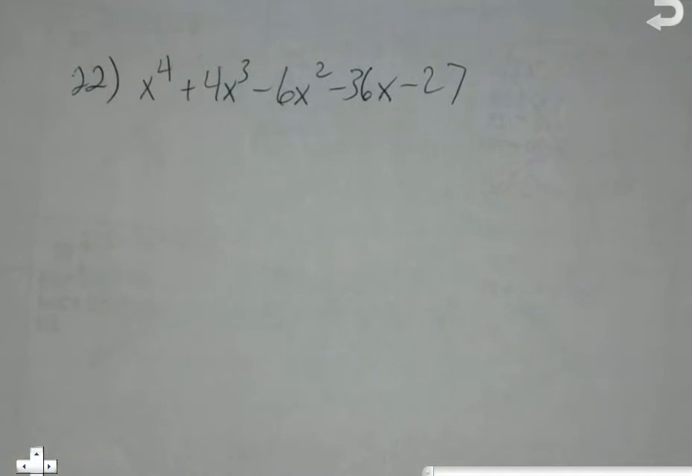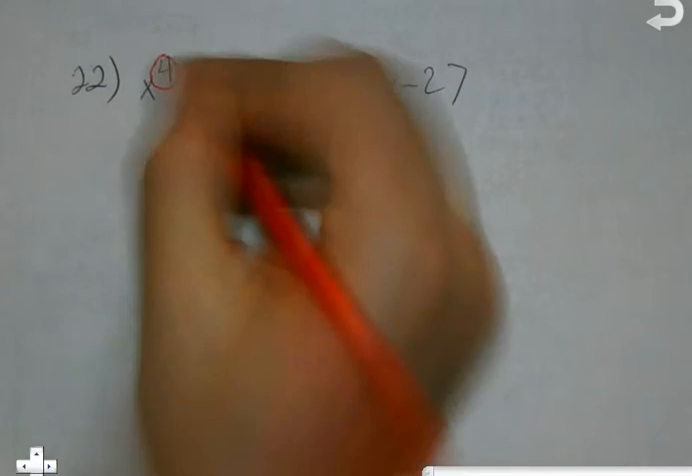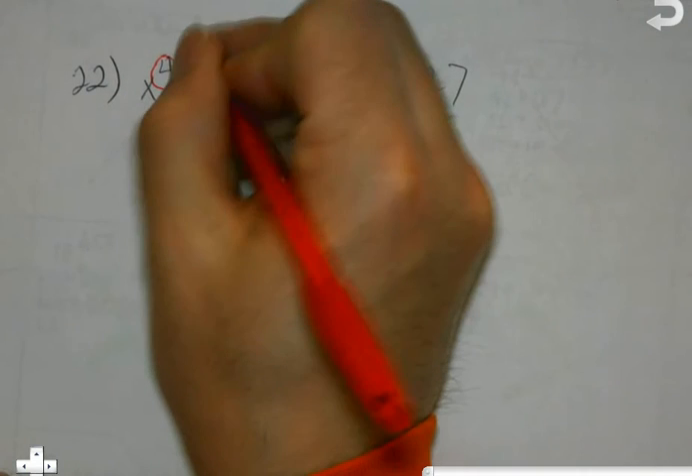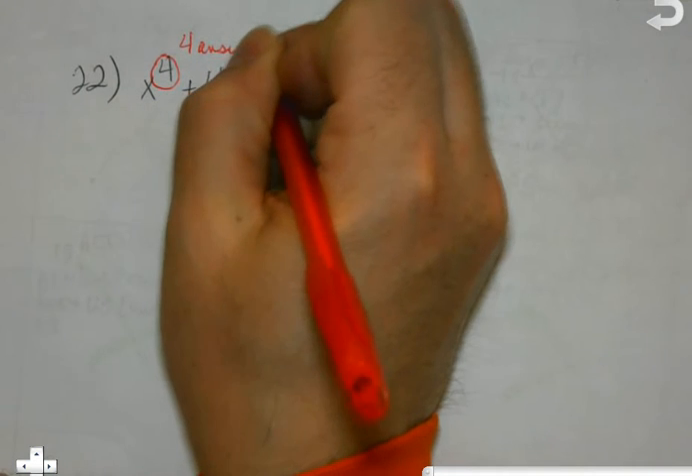So, here's my problem. First question: how many answers should I end up with on x to the 4th? 4, because it just goes with my largest degree. So I should get 4 answers.